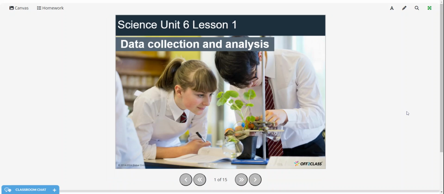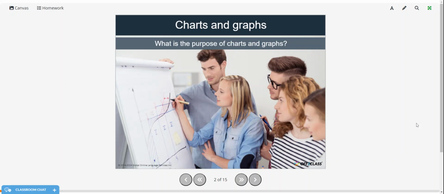This is a B1 level science lesson and we're going to be talking about data collection and analysis. So charts and graphs. What is the purpose of charts and graphs? Well, charts and graphs are a way of displaying the data or the results that you find in an experiment in a more understandable way.